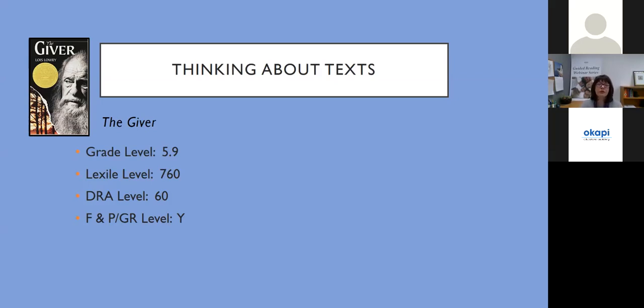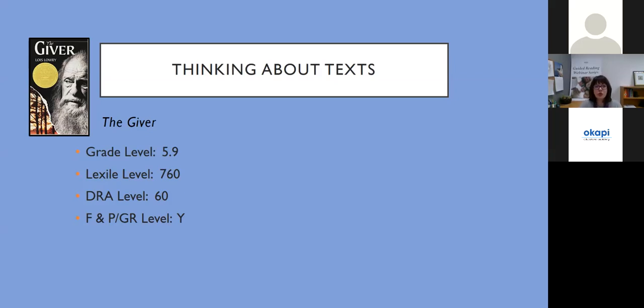The Giver, if you don't know it, is a book that's typically thought of as a book for early teenagers and middle schoolers, young adults. It's a dystopian novel, and it's one of those books that you wouldn't expect if you see the grade level here.